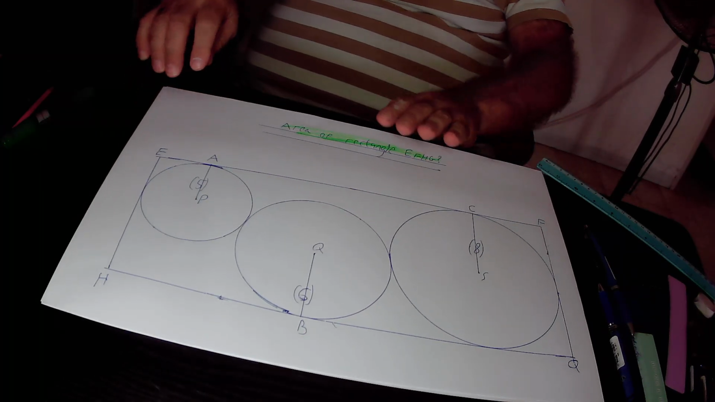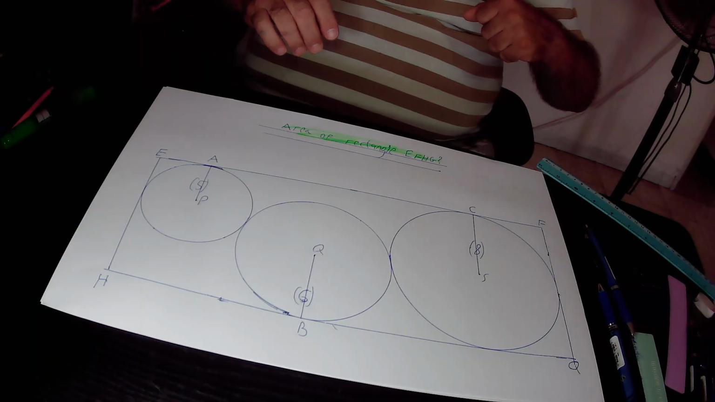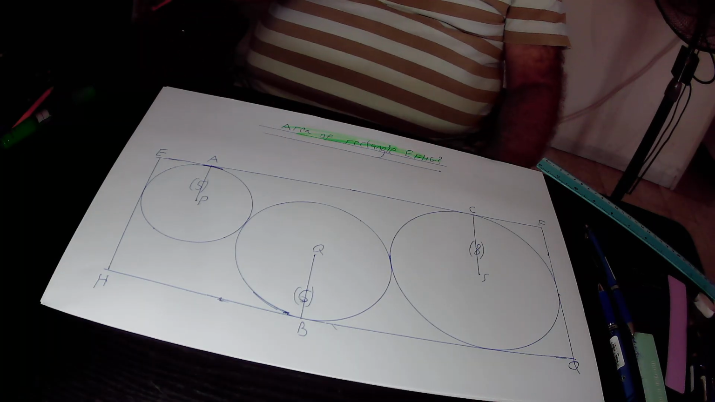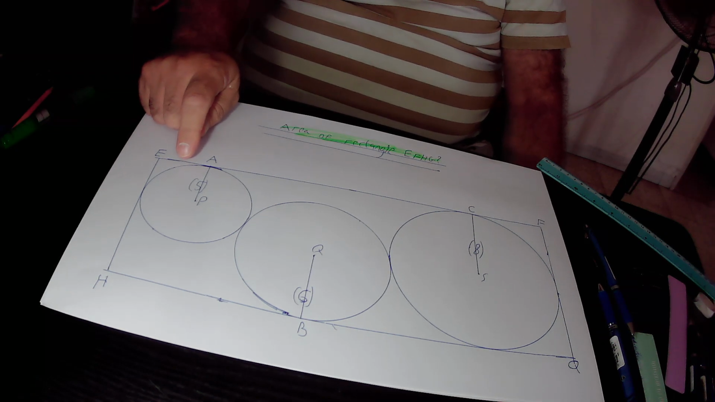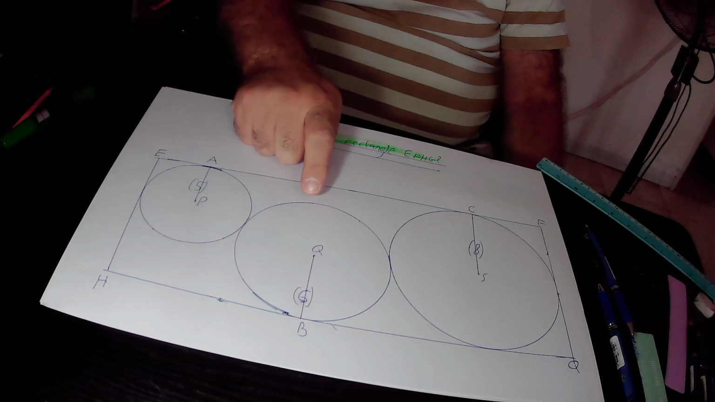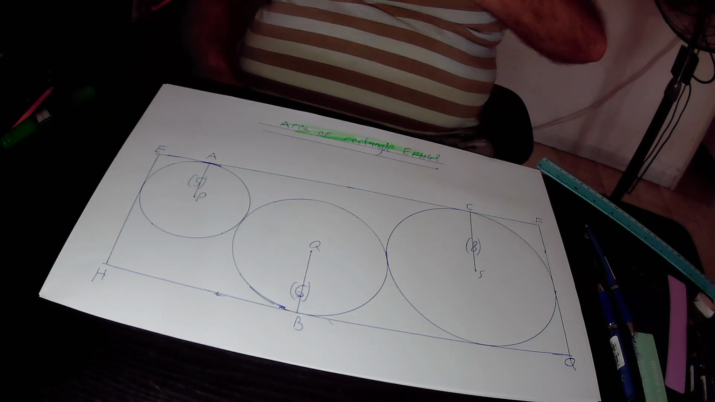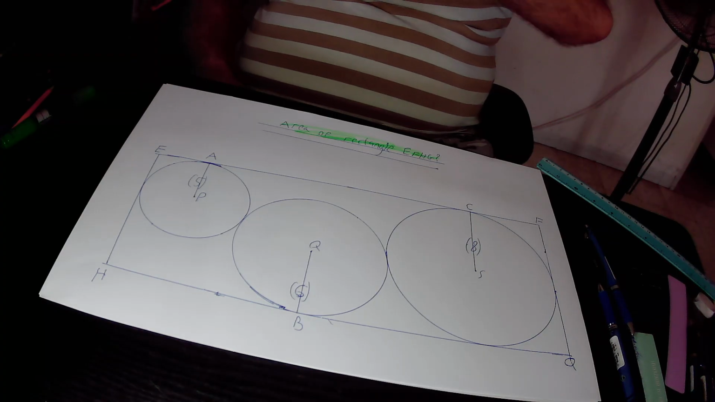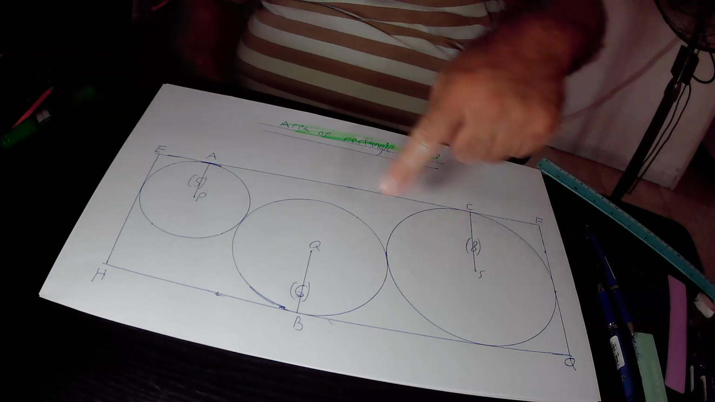In the drawing we have rectangle EFQH. Inside this rectangle we have three circles. The radius of the small circle is equal to 5 units in its length. The radius of this medium circle is equal to 6 units. And the radius of this big circle is equal to 8 units. Again, our task is to find out the area of this big rectangle EFQH.